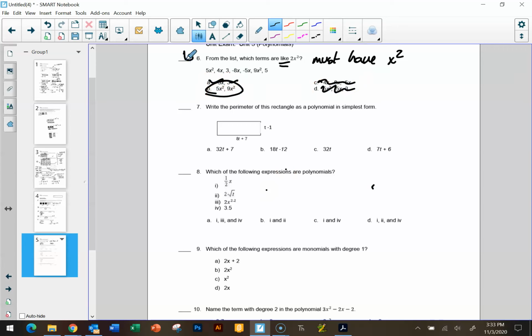Write the perimeter of this rectangle. Okay, so the perimeter, this is going to be t minus 1, same as this side, and this is going to be 8t plus 7.